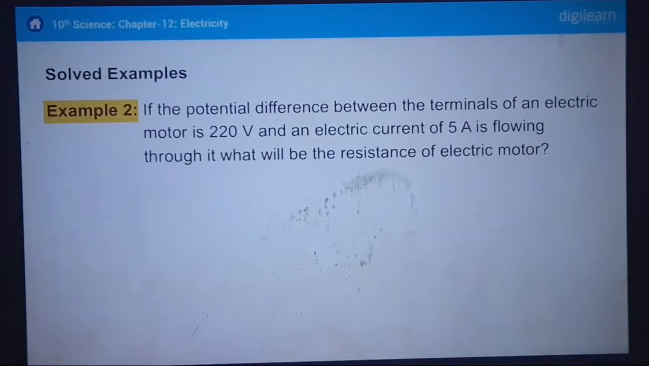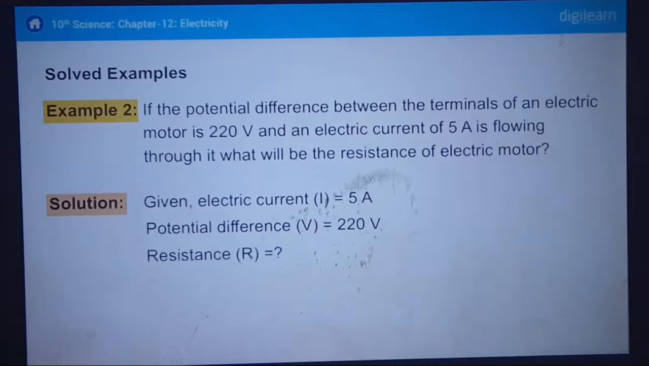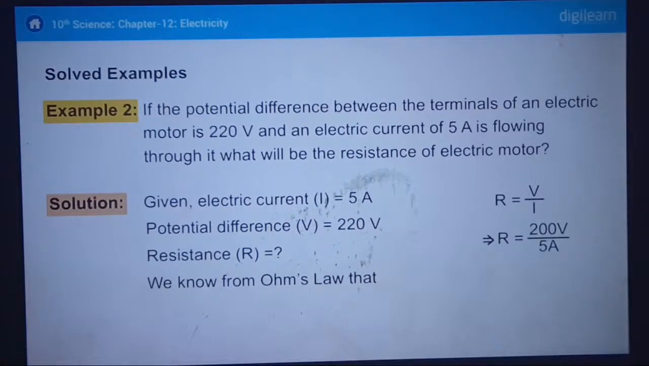Example 2. If the potential difference between the terminals of an electric motor is 220 volts and an electric current of 5 amps is flowing through it, what will be the resistance of electric motor? Solution. Given electric current I equal to 5 amps, potential difference V equal to 220 volts, resistance R to be found out. We know from Ohm's law that R equal to V by I. Therefore, R equal to 220 volts by 5 amps. Therefore, R equal to 44 ohms.